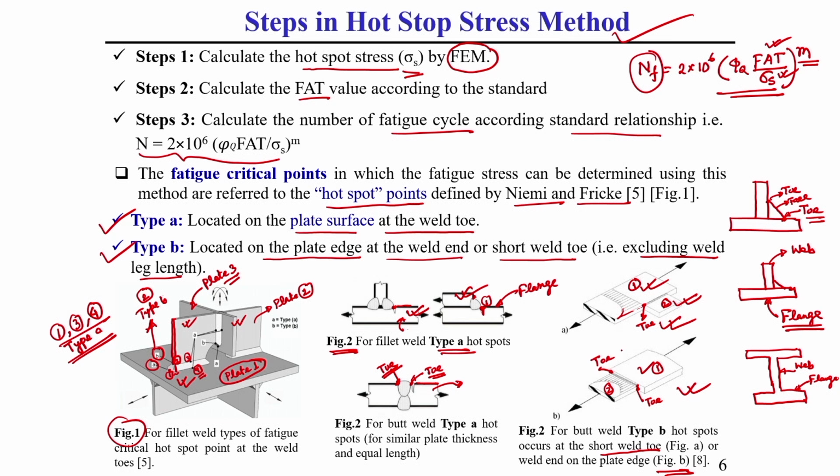So, here generally you can say stress concentration is rising, here you can see the stress distribution also, this is the stress distribution, here it is showing. So, here you can see this edge of this weld is also called type B hot spot point. So, what is hot spot point?